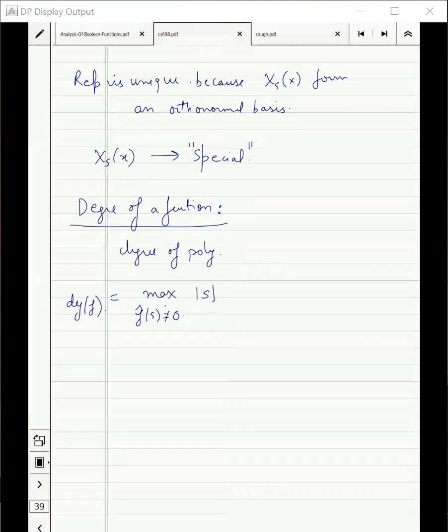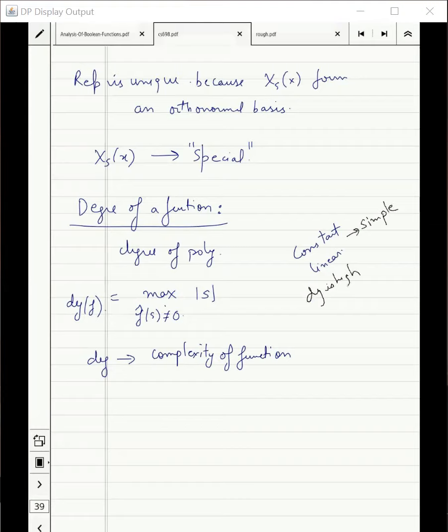So the degree can be thought of as a measure of complexity of the function. Generally, constant functions and linear functions, we think of them as simple functions. If the degree is high, that means the function is more complex. We suggested last time also that the size of the representation in itself would give us a complexity measure. Here also, the degree of the function is a very nice complexity measure. This is going to be used a lot of times.